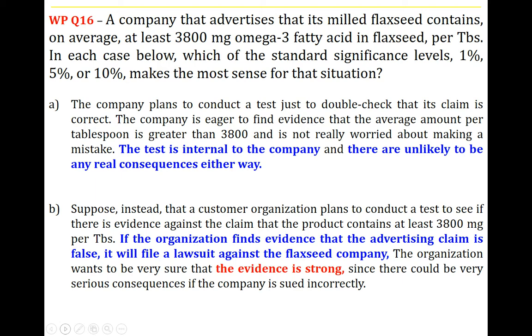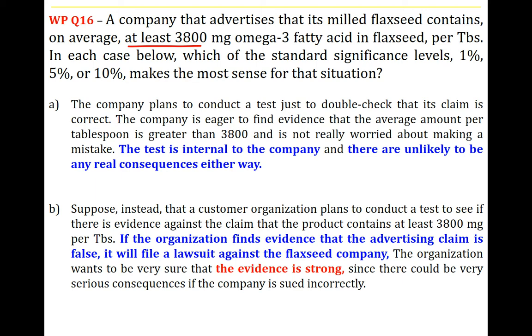It says a company advertises that the milled flaxseed contains on average at least 3,800 milligrams of omega-3 fatty acid per tablespoon. I have to underline that, at least. In each case below, which of the standard significance levels, so we have a choice of 1%, 5%, 10%, makes the most sense for the situation?